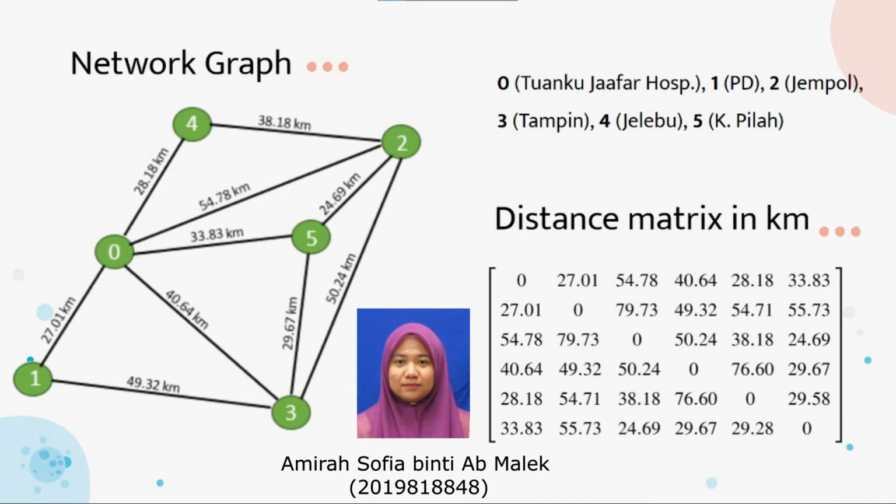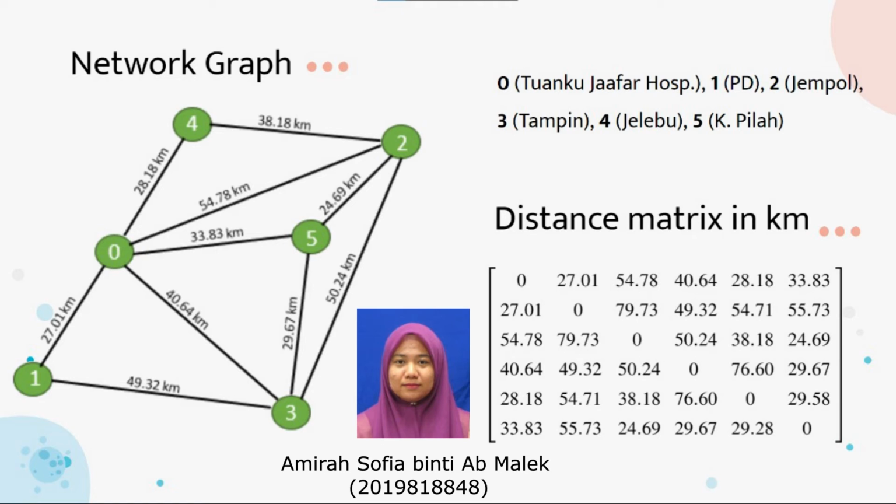On the left is a network graph with the distance as the weightage. By looking at the network graph, the distance matrix can be obtained. For example, from node 0 to node 1 is about 27.01 kilometers. Then, put the distance into the first row of the second column and the second row of the first column. The process is repeated 16 times to complete the distance matrix.